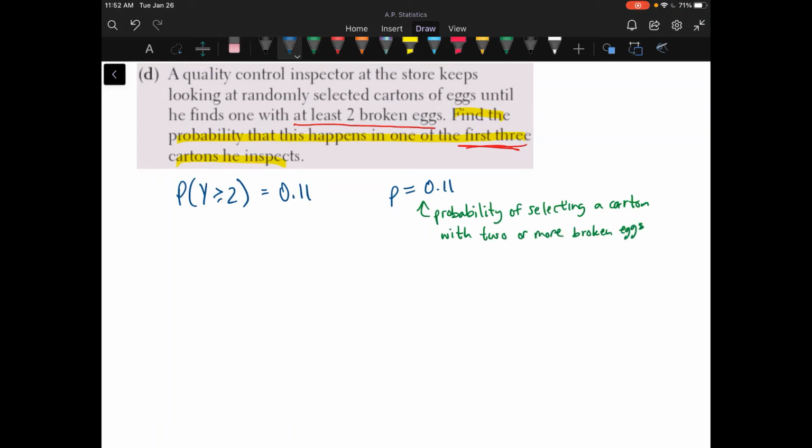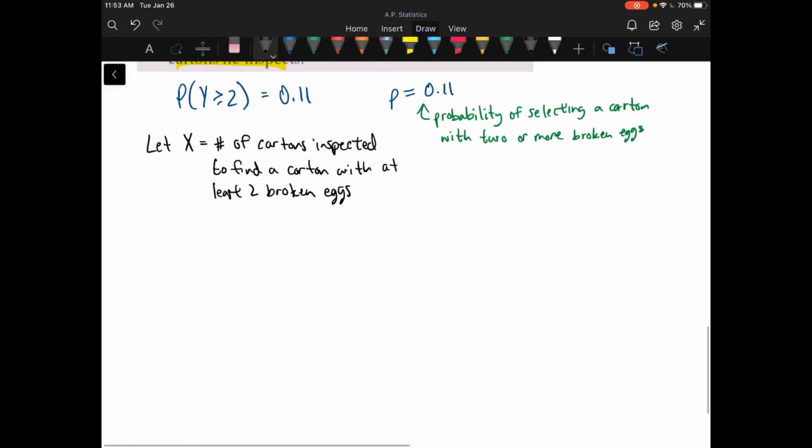And again, we're going to let a new variable come to light here. Alright, so that means we're going to find the probability that this happens in the first 3 cartons inspected. So we can have the probability that it happens in the first carton, second carton, or third carton.